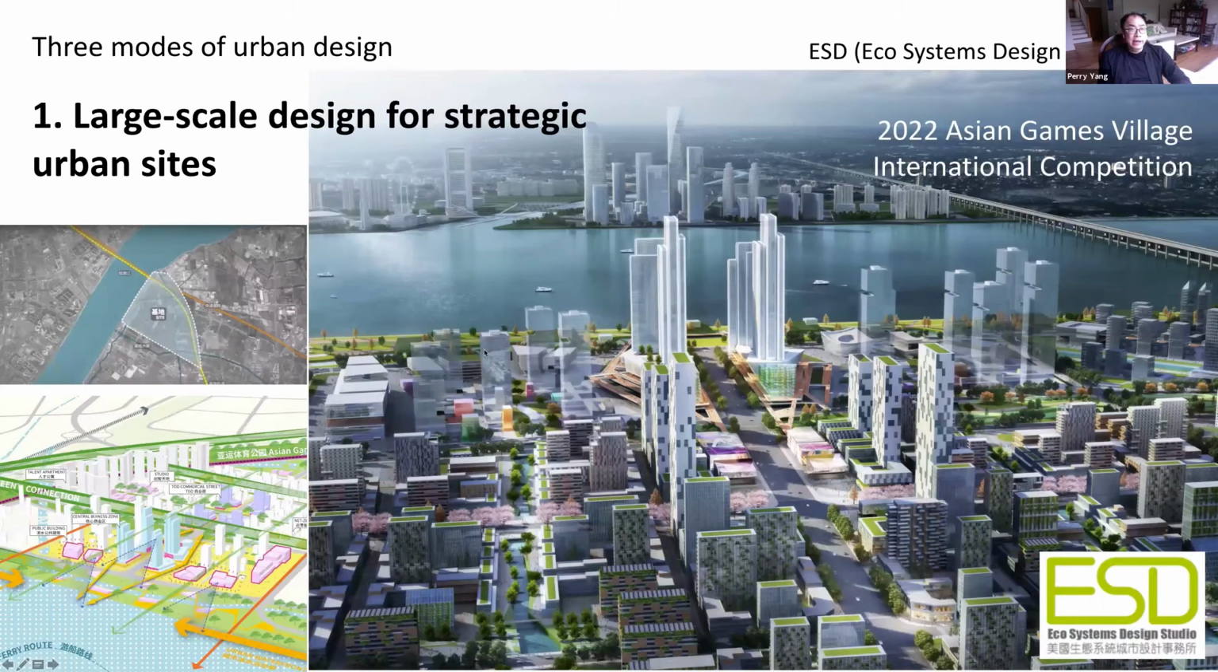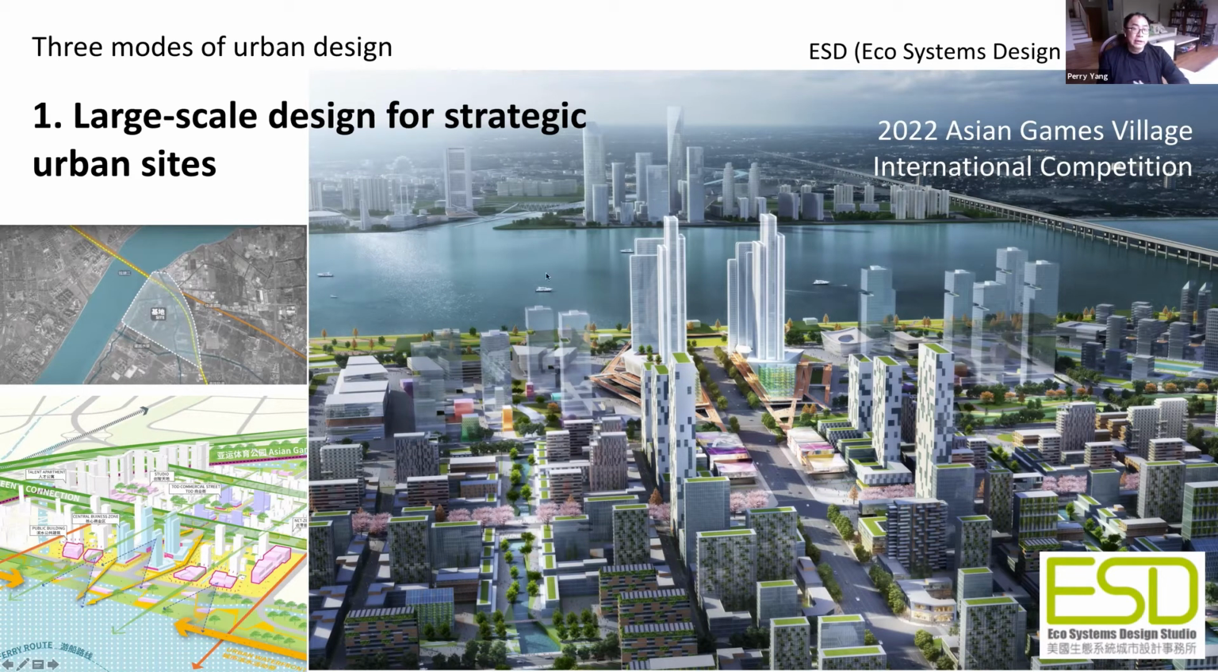And this is another larger scale design that I did based on ESD, the practice I had in Shanghai. We proposed this 2022 Asian Game Village through an international competition. So it's very wide scale. I think that is the area with the high-speed rail system running through the site. It's a waterfront site, and the government would like to have a low carbon urban design community. And the Asian Game is to happen in 2022.